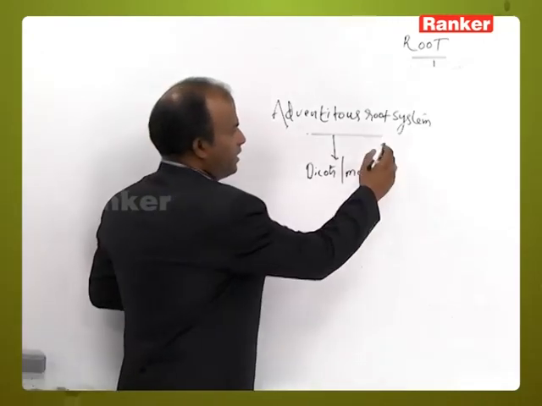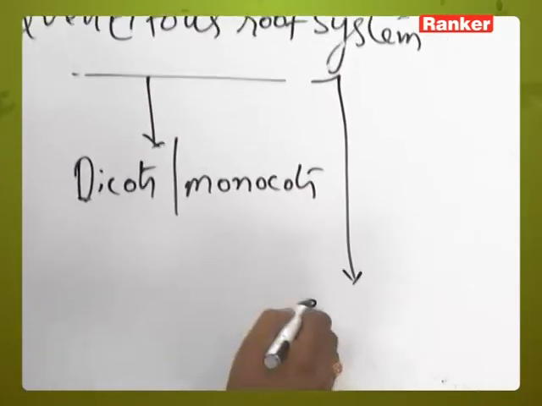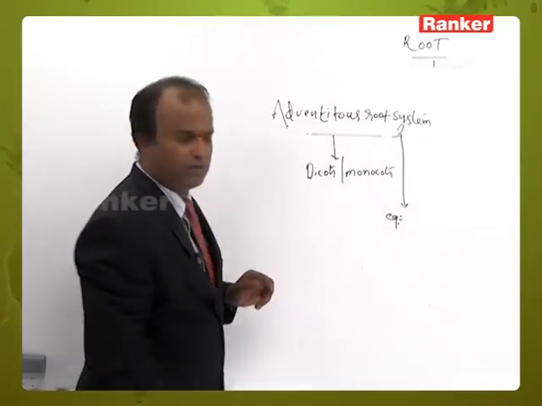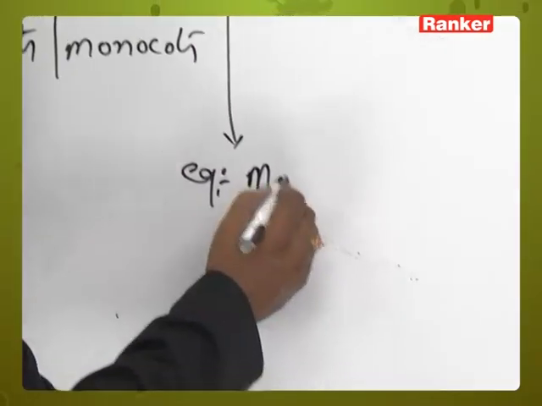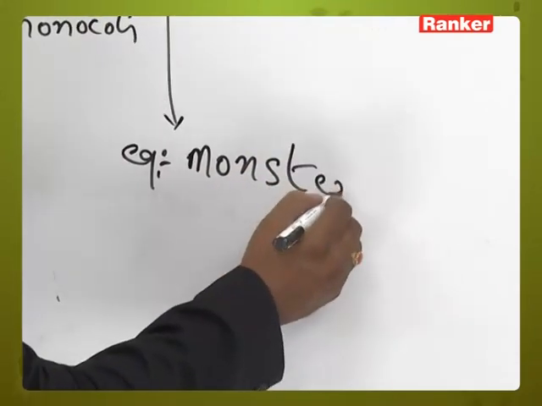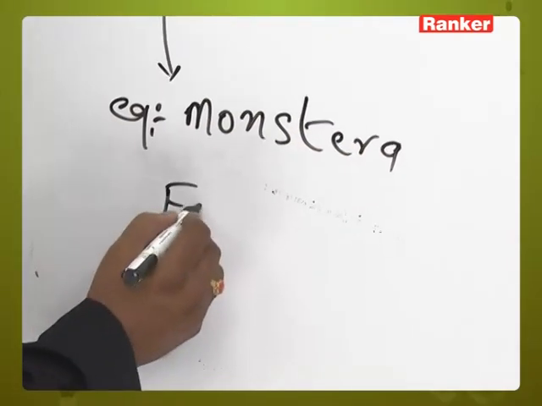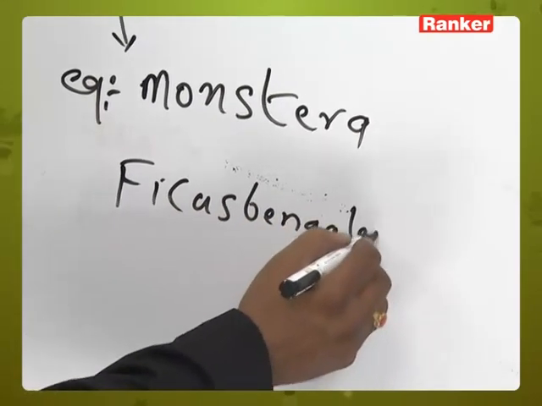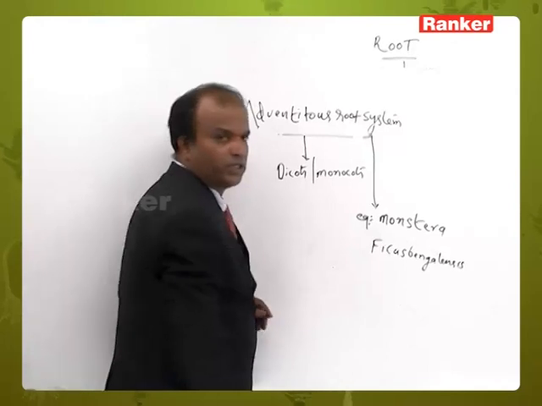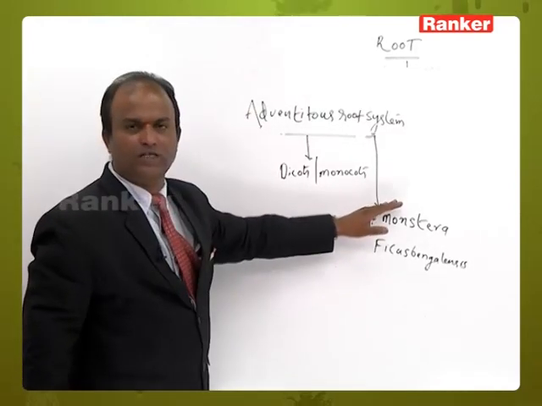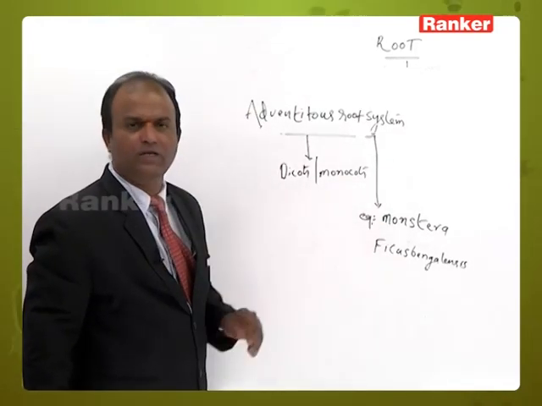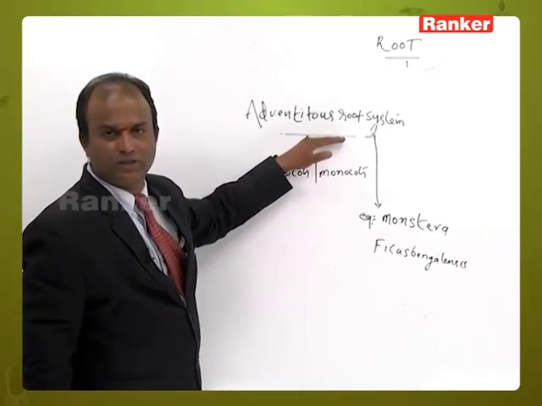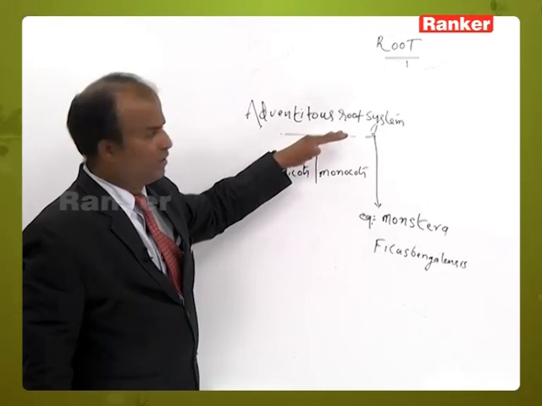This adventitious root system can be seen in which plants? Example 1 is monstera. Example 2 is Ficus bengalensis. So in these two examples, monstera and Ficus bengalensis, it shows adventitious root system.